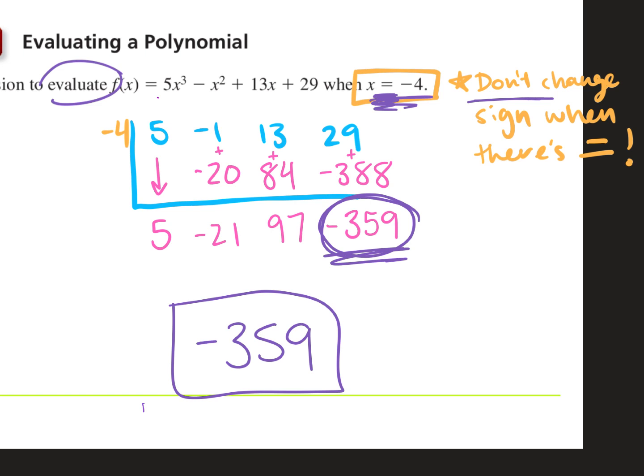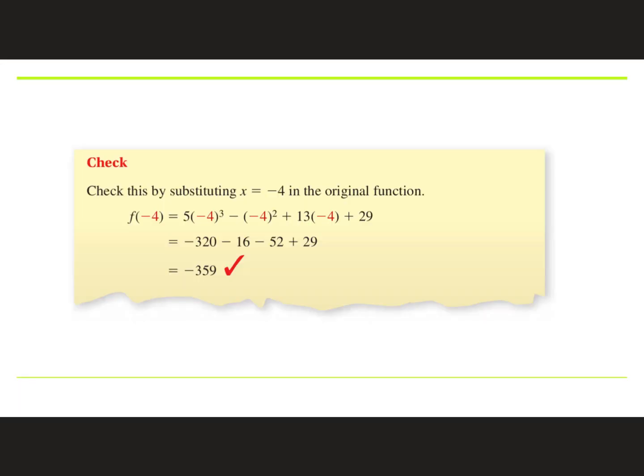So we know another way that we could have evaluated was just take -4 and plug it into all the x's and actually solve it. So it does that on the next page where it plugs in the -4 and evaluates it, and you end up with the same answer. Synthetic division is just supposed to be a shortcut to help you evaluate.